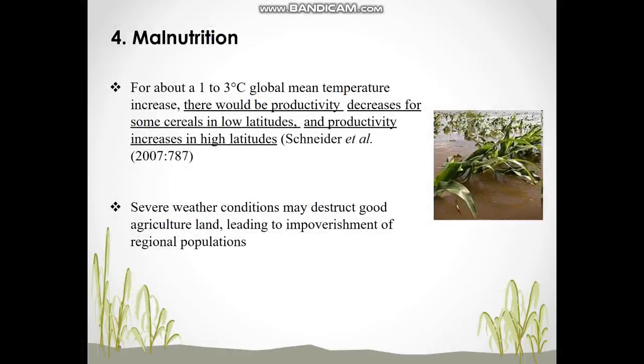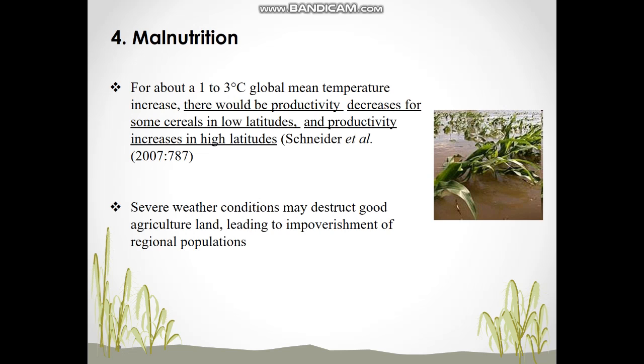And finally, malnutrition. According to Schneider, for about a 1 to 3 degree increase in global temperature, the productivity for some cereals decreases in low latitudes. And low latitude means areas close to the equator. And the productivity of some cereals will increase in high latitudes like Russia and Alaska. Also, severe weather conditions like floods, droughts, and hurricanes can destroy agricultural land, leading to poverty and insufficient food for some populations.